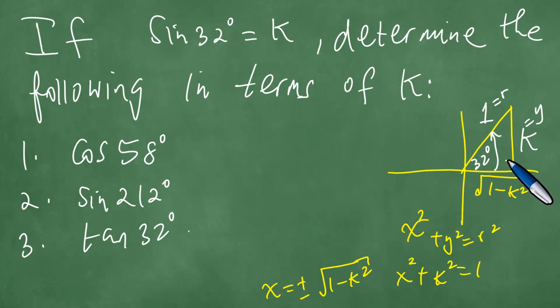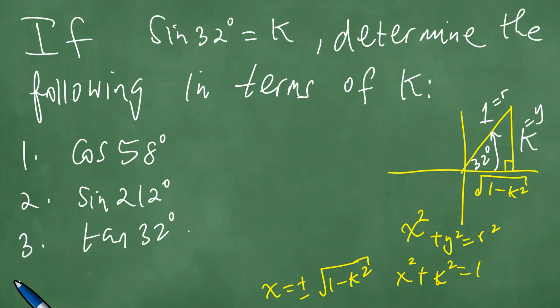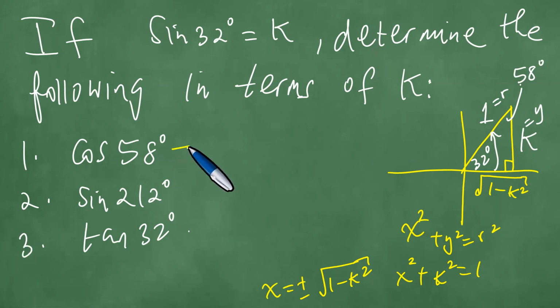If this one is 32 degrees and this one is 90 degrees in the triangle, then this angle here must be 58 degrees, because 50 plus 30 is 80, and then 90. The angles in a triangle must add up to 180 degrees. So with that said, we are in a position to complete this with ease.